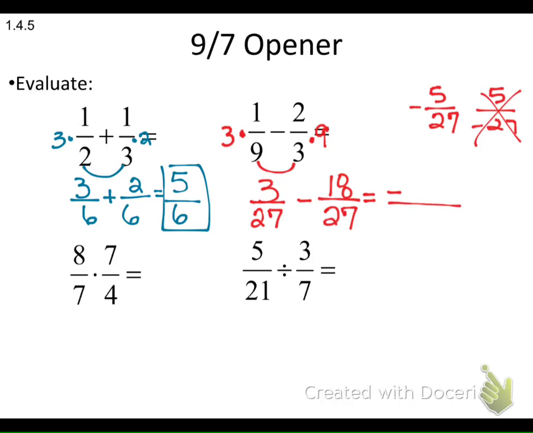Well, no, because I'm doing mine by hand. The calculator simplified it for you. What's 3 minus 18? Not negative 5, but negative 15 over 27. Now, 15 and 27, are they both even numbers? Nope. So I can't divide them by 2. But 15 and 27, I can divide them by 3, correct? So what's negative 15 divided by 3?